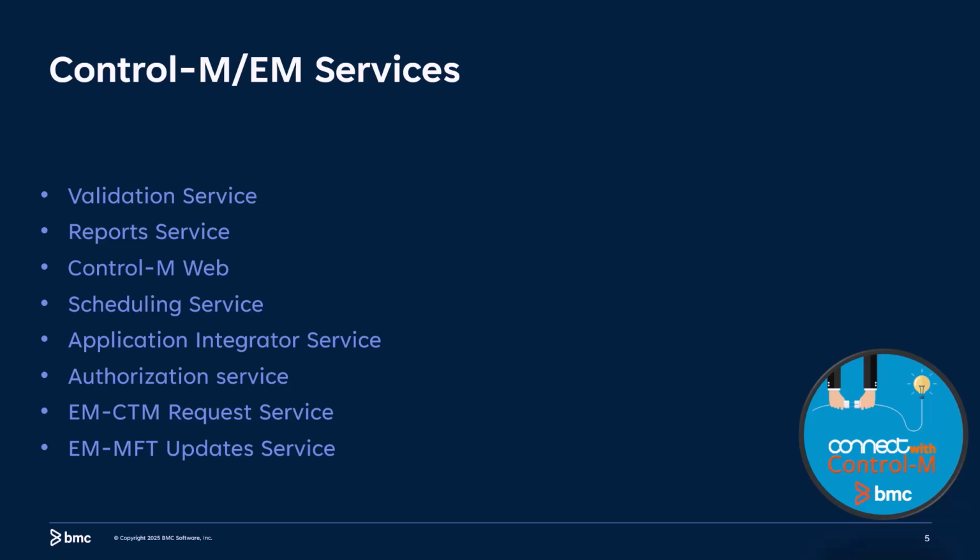Application integrator. It creates custom designed job types that are deployed to the Control-M environment. Authorization service is responsible for external IDP communication and API token management. EM-CTM request service. It's a channel between the Control-M EM and the Control-M server, and is responsible for the user action request log, why, and order.